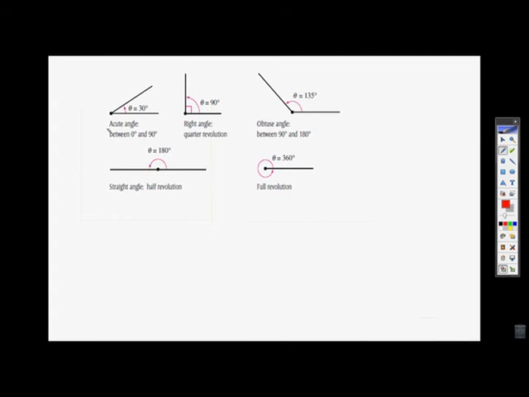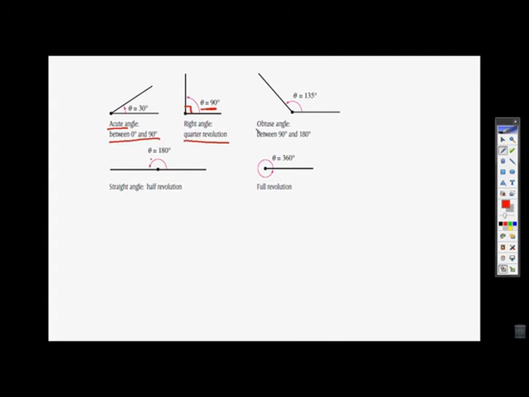A little throwback to geometry here. We should all know this. An acute angle. What's an acute angle? Any angle between 0 and 90. Here we have a right angle. A right angle is exactly equal to 90 degrees, or now we're thinking about a circle, this would be a quarter revolution.